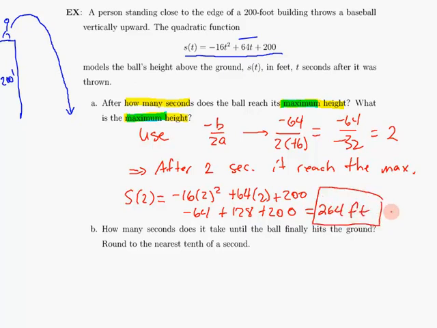That is the maximum height, which makes sense. It's above 200, right? Which tells us that this total height right here is 264. Okay, that's consistent. Those are my two answers to that first question.